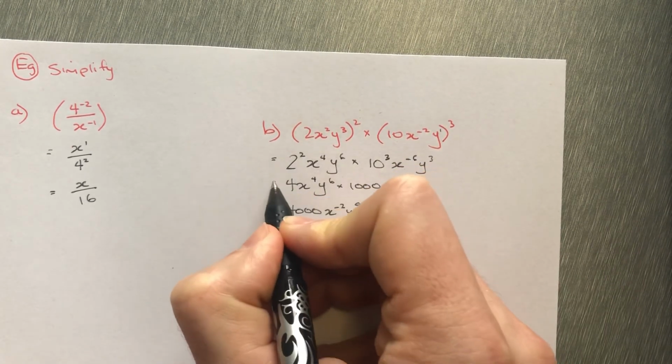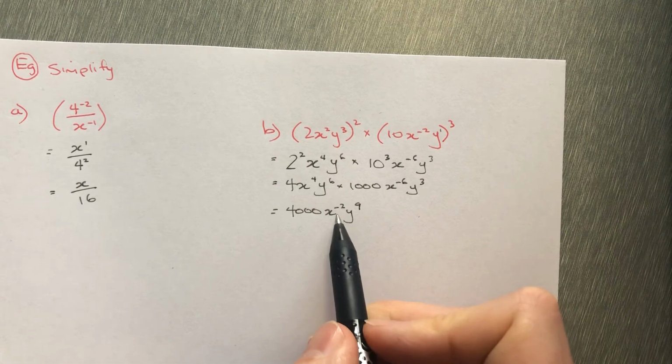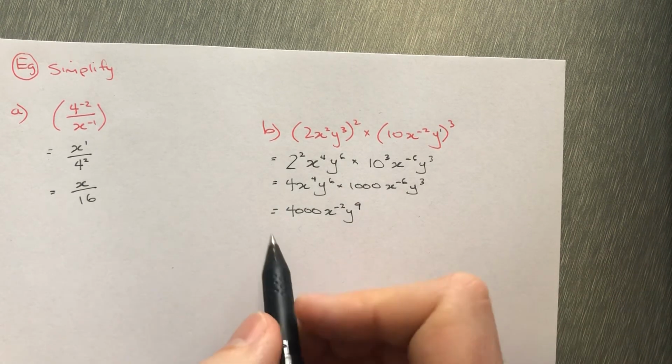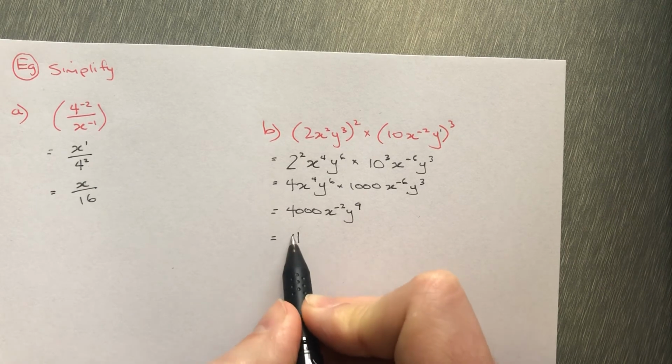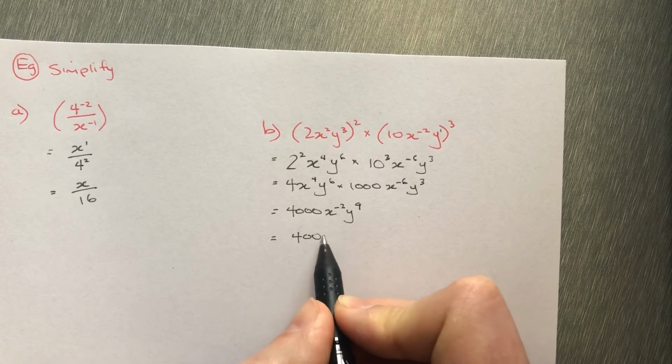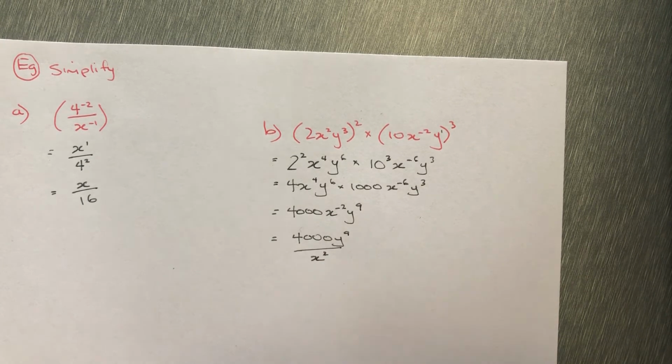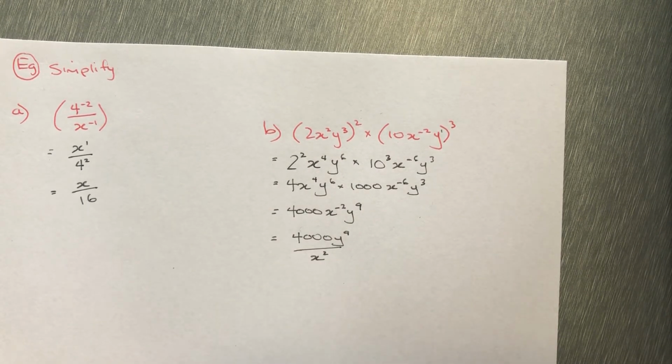Now, I don't like my answer with a negative power. We shouldn't really do that. Sometimes the book shows it, but we shouldn't. So I'm going to move that x to the bottom to make sure I show my answer with a positive power. So we're done. That one's finished.